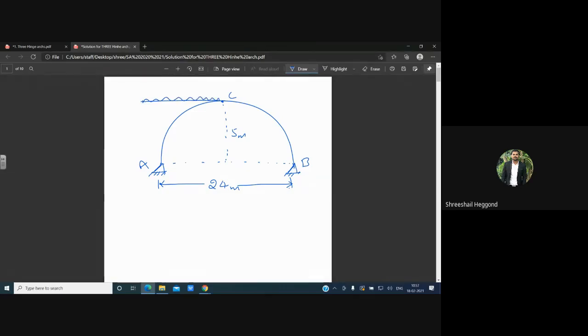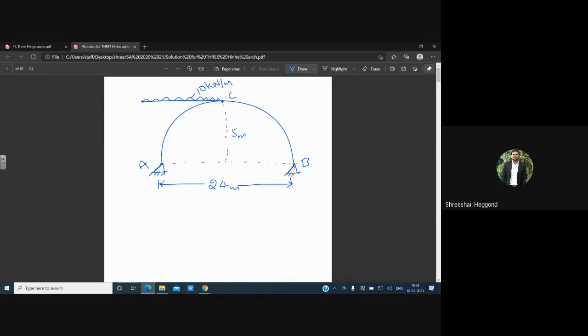You need to find out support reactions, normal thrust, radial shear and bending moment at AC portion and BC portion. Because at supports at A, at C, and at B, bending moment becomes 0 only. So no need of calculating at supports. You need to consider a point in between and find out the bending moment between AC member and BC member.